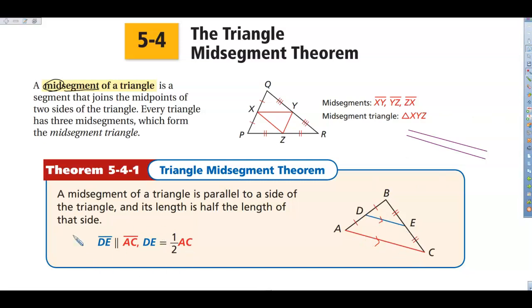What I want you to make a note of in your notes right now is an easier way that I do this: 2 times the midsegment is going to equal the other side. Okay? Because I think it's always easier to double the midsegment than it is to cut this in half, because then you're dealing with fractions and all that kind of stuff.